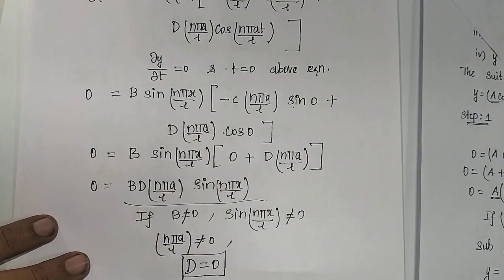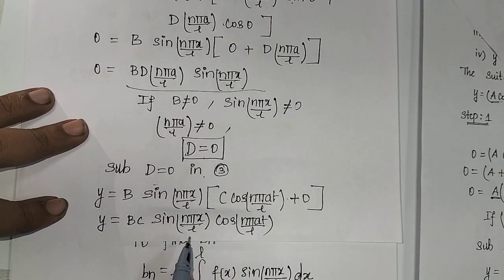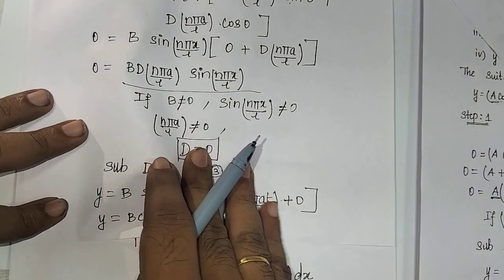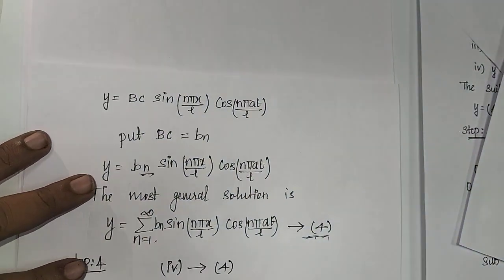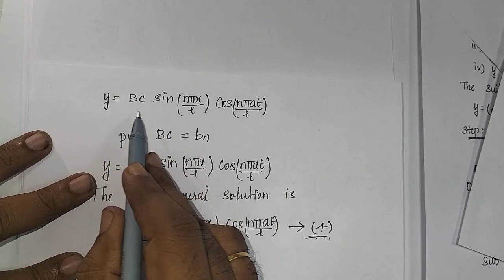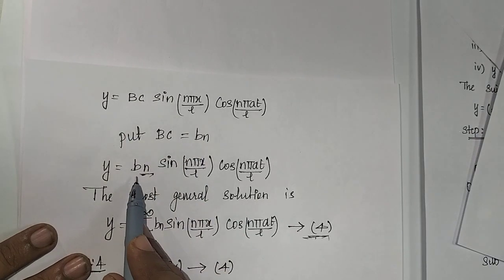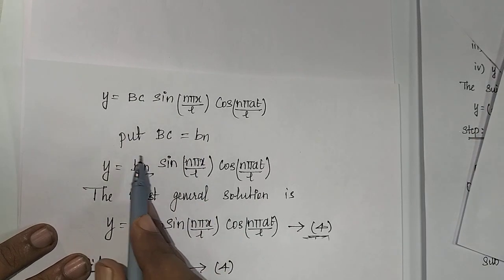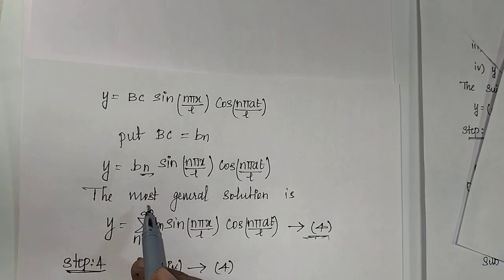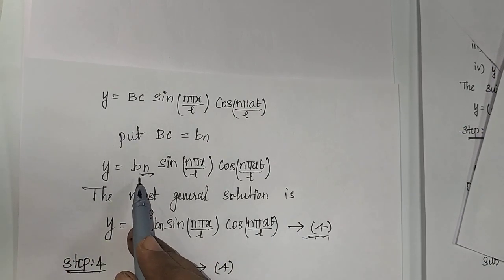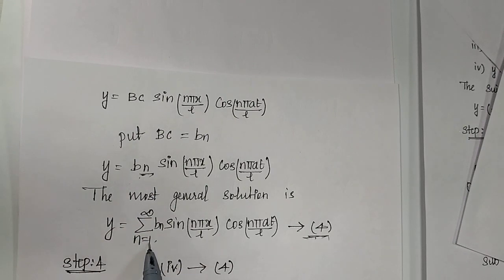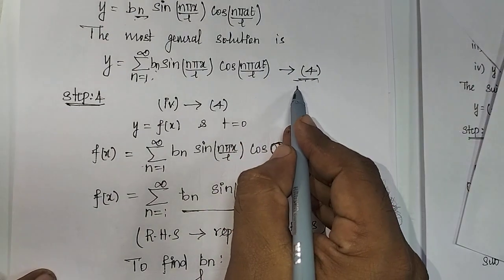I get y = bc sin(nπx/L) cos(nπat/L). Thereafter we cannot eliminate the constants bc, so generally we take bc = bn. When we substitute bc = bn, we have to define what bn is. The most general solution by the superposition principle is the sum from 1 to infinity, because we don't know the value of n. So we define y = Σ (n = 1 to ∞) bn sin(nπx/L) cos(nπat/L). This is our equation 4.